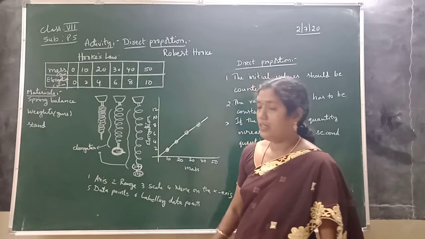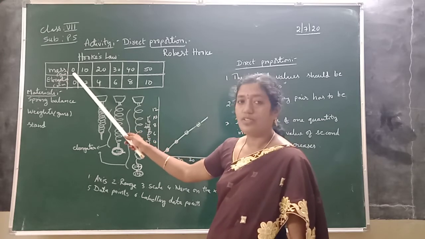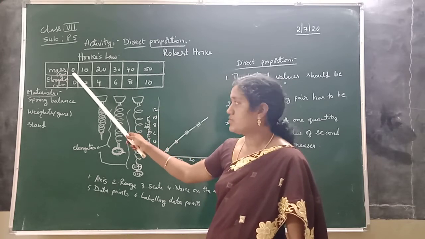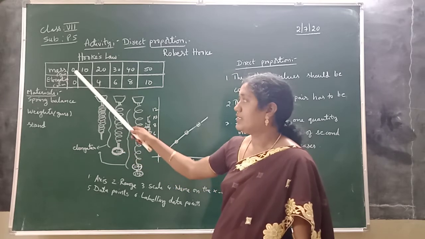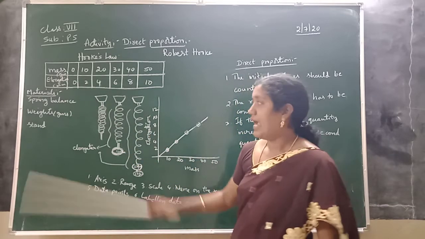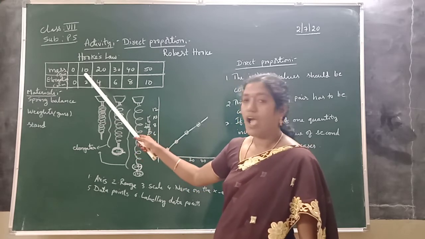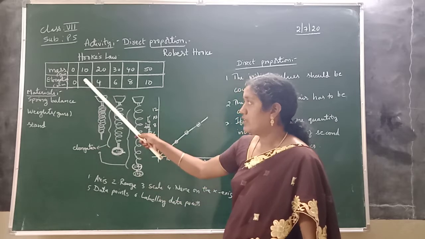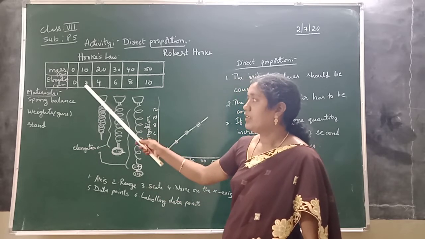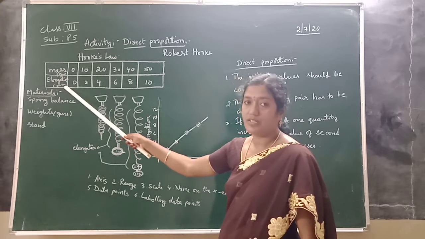First of all, any measures you have to start from 0. So if there is no mass attached to the spring, there is no elongation. So initially the readings are recorded as 0 and elongation in the spring also 0. Now if you add 10 grams to the spring balance, then how much the elongation? That is 2 millimeters. Elongation is taken in millimeters here.